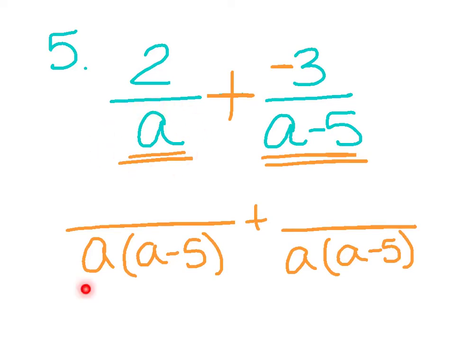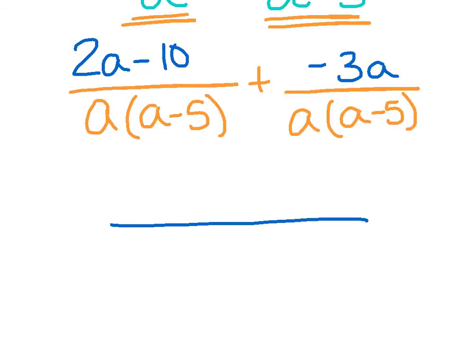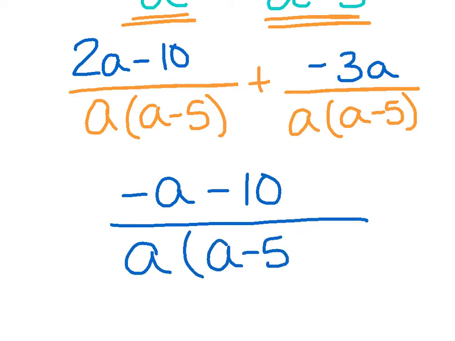So this had only an a, I need both, so I'm going to multiply this term by a minus 5. This had the a minus 5, it needs the a, so this term only gets multiplied by a. So as I distribute this 2, I've got 2a minus 10, and this will give me a minus 3a. Lastly, now that my denominators are the same, I'm going to add the numerators. So the 2a and the negative 3a go together, making a negative a, and I have a negative 10 on top. On the bottom, my common denominator is a and a minus 5.